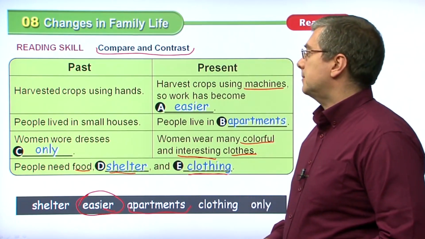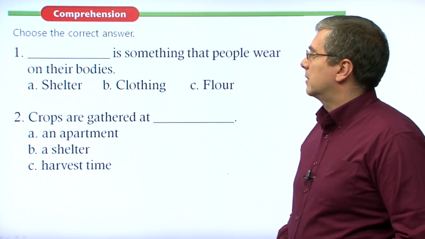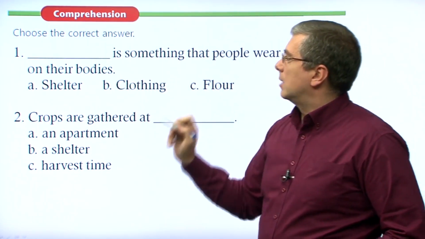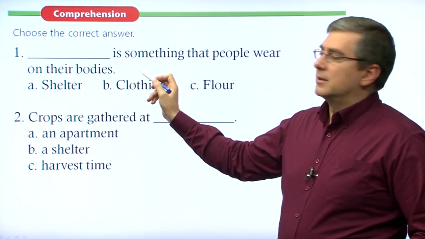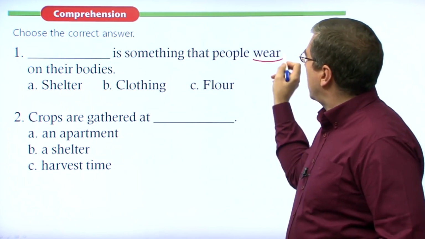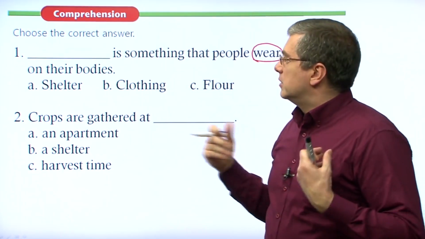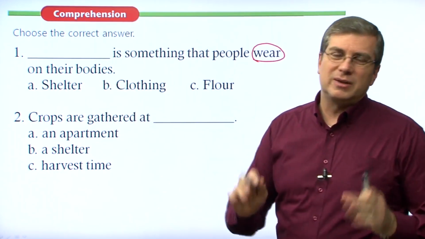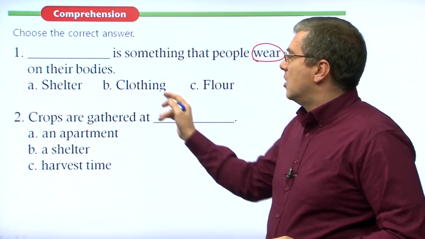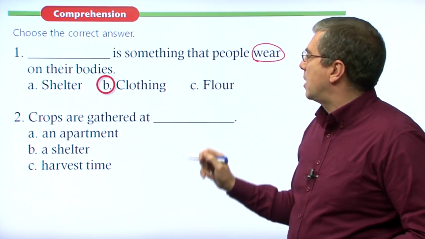Okay. Let's take a look here at the reading comprehension questions, okay? We need to fill in the blanks with these words down here. Number one, beep, is something that people wear on their bodies. What do you wear on your body? What do you put on your body to protect you? Do you wear shelter? Well, we talked about that before, right? That would be very silly. It would be very heavy to wear shelter. We wear clothing, don't we? Clothing is something that people wear on their bodies.